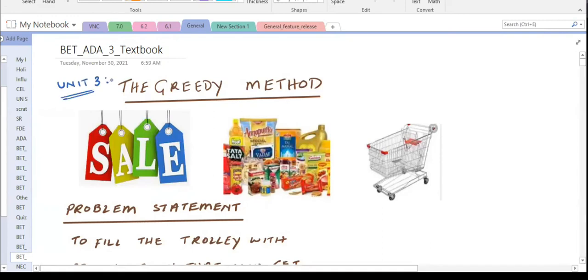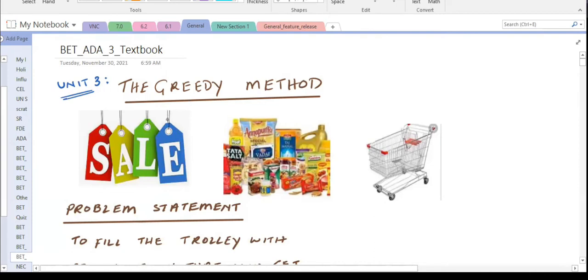So in unit 2, we saw a certain category of problems which can be solved by a concept called divide and conquer, right? Similarly, in unit 3, we will see a category of problems which can be solved by a method called greedy method. Now, to understand what is greedy method, I've just taken one example here.